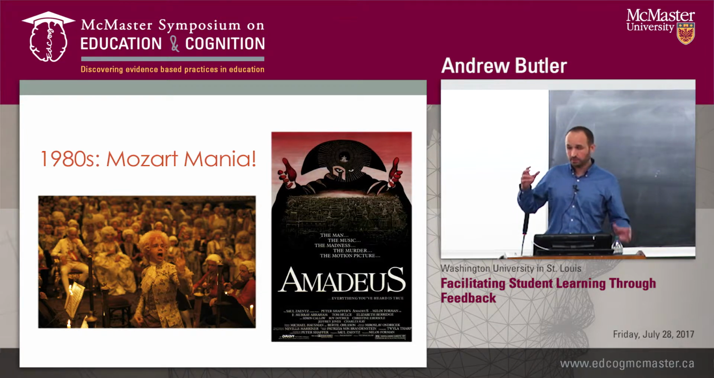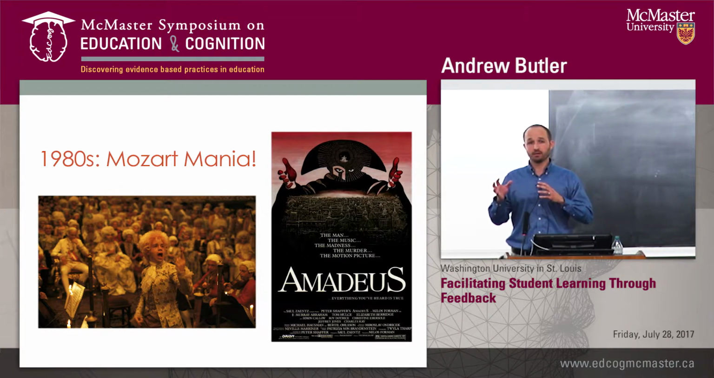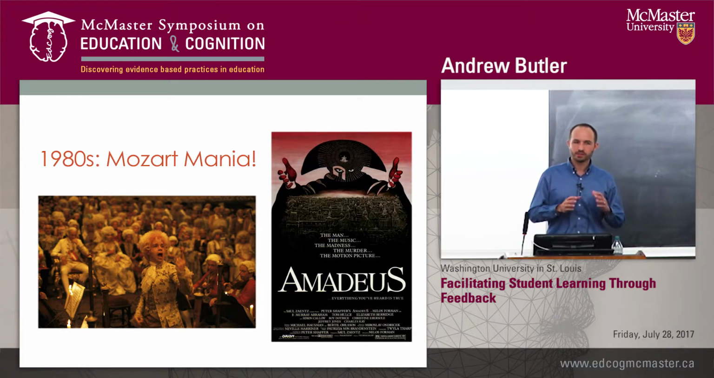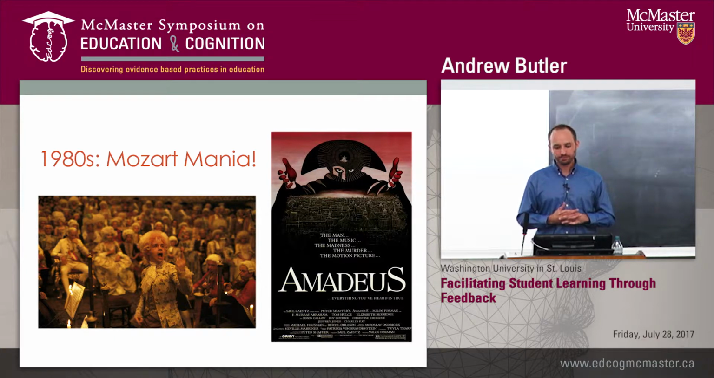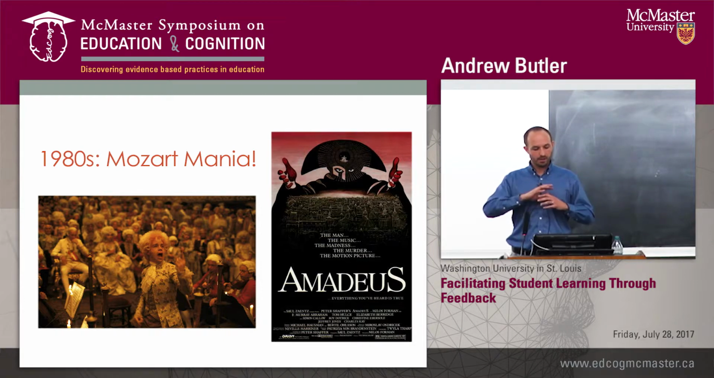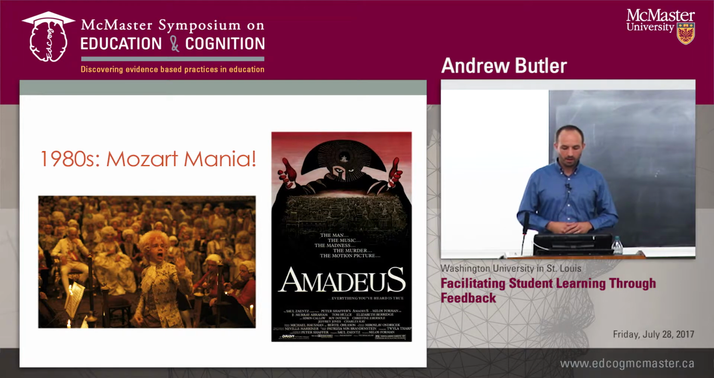So Amadeus was first a Broadway play, or maybe it was a musical, but then it was a movie. And this was in the early 80s. Before the play and the movie, Wolfgang Amadeus Mozart was a fairly well-known musician, but didn't enjoy the popularity that he does now. After these, there was what was called Mozart mania in the 80s, where everyone was super into Mozart.